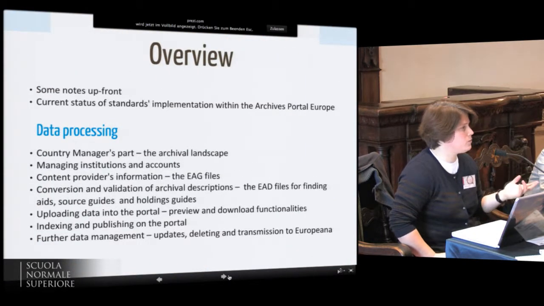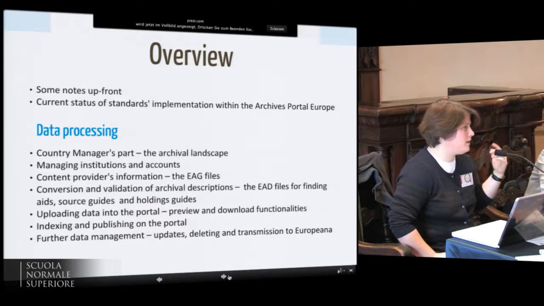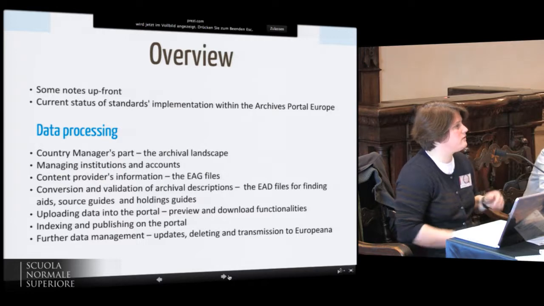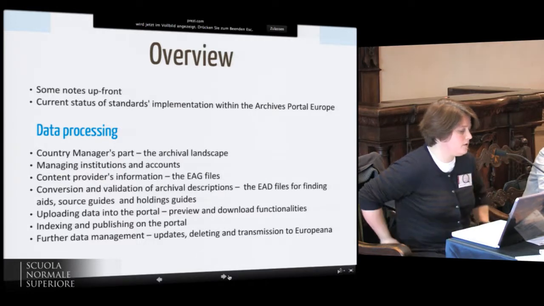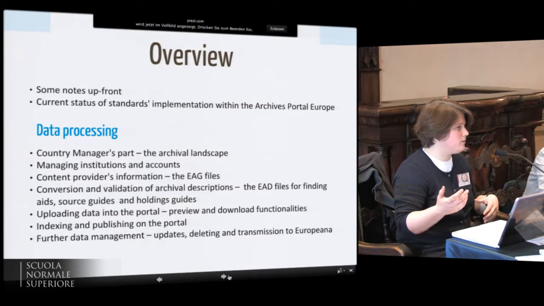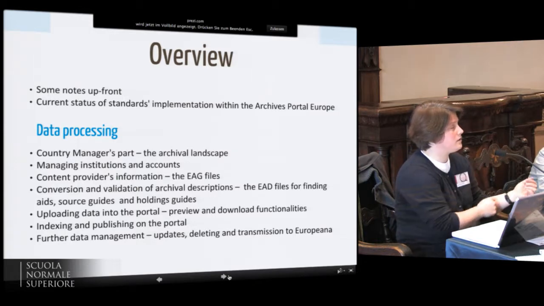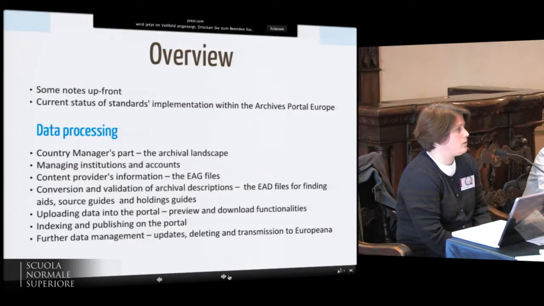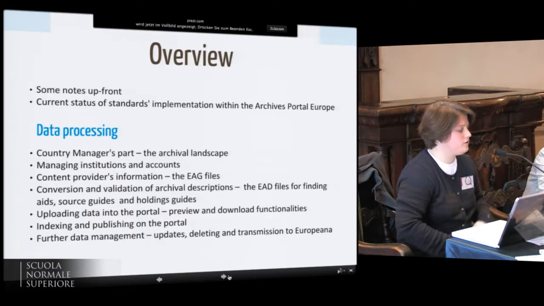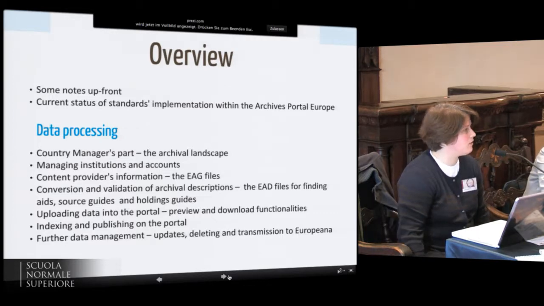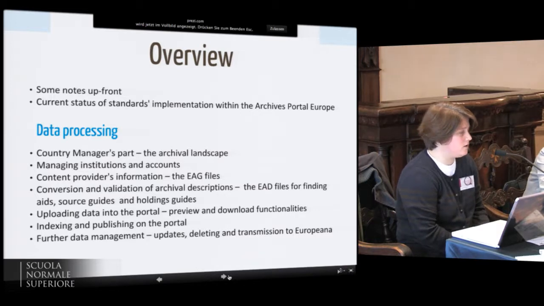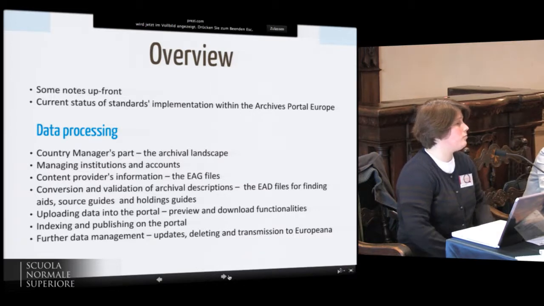I would like to start with some notes up front, then giving you a current status on how the standards at the moment are implemented at the Archives Portal Europe. And along with this, we'll do some of the main data processing steps, beginning with the country managers part that we already heard of yesterday, the archival landscape, with managing institutions and accounts for the institutions. Then we will have a look at the content provider's information, the EAG files, and then we'll see if we can do some conversion and validation for archival descriptions, so finding aids and creating a holdings guide with the data preparation tool, which I hope everyone already has downloaded.